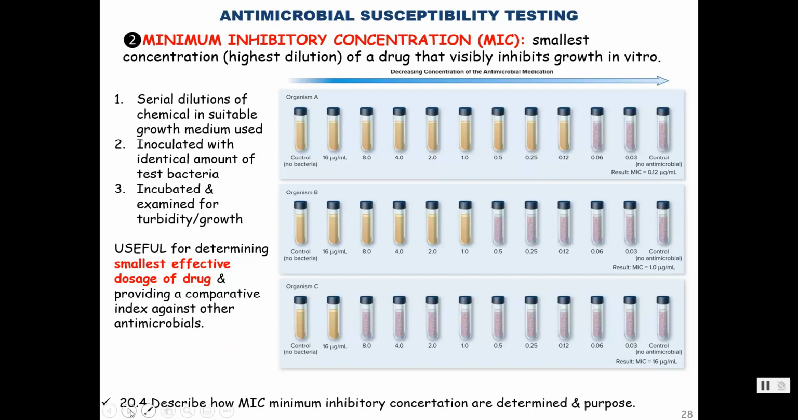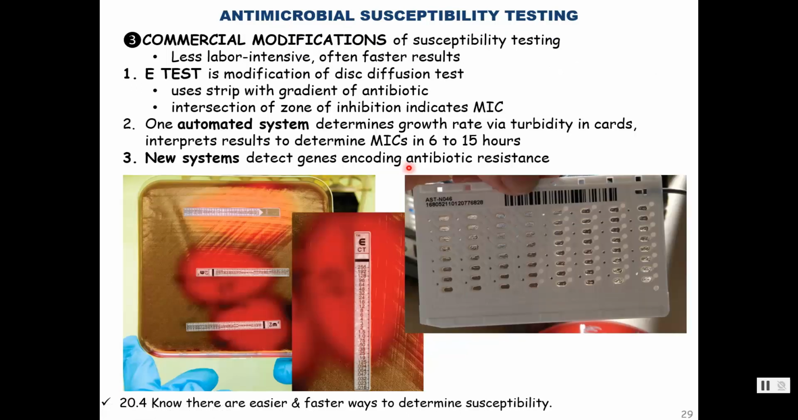So both of those methods, they take time. They're somewhat labor intensive when you start looking at all those tubes and you start diluting things out. I just kind of want you to know clinically there's going to be other ways to do it, or faster ways to do it. So the big thing, commercial modifications of susceptibility testing. There's something called the E-test, and that uses these strips instead of the Kirby-Bauer method. But once again, you're going to look for intersecting zones of inhibition.